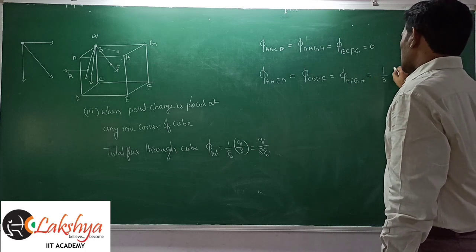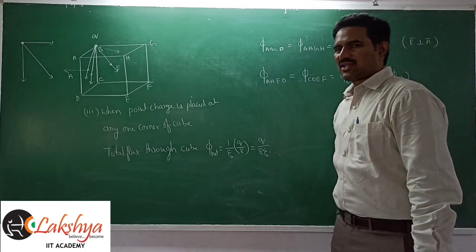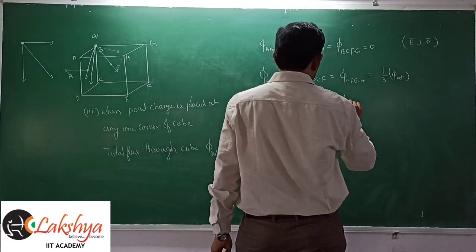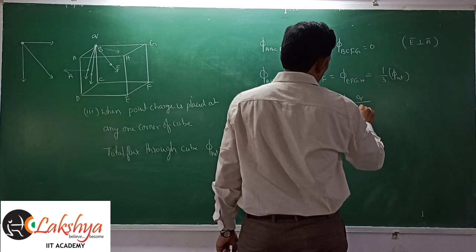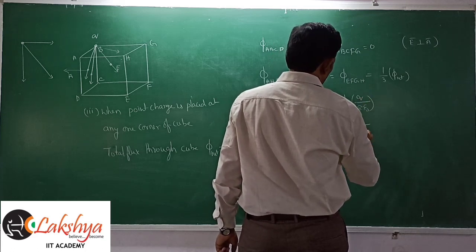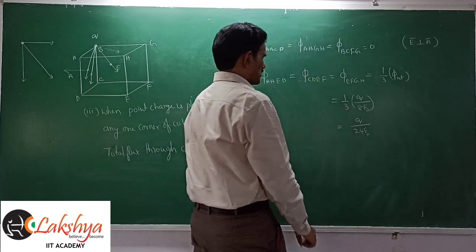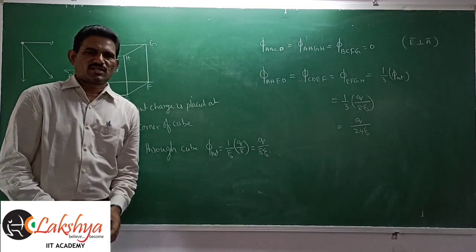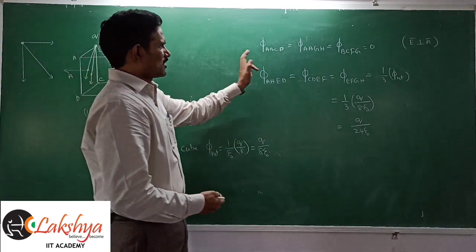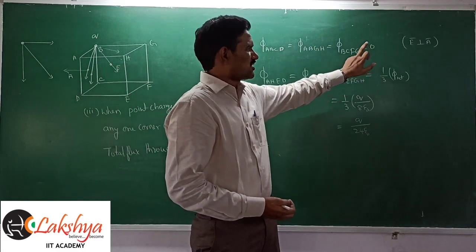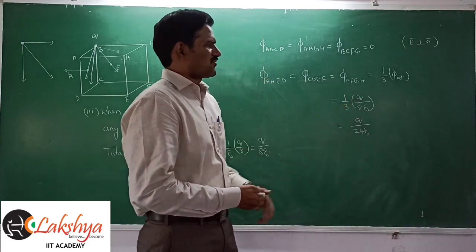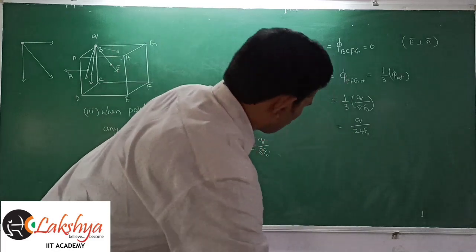Because whatever the total flux is, that flux will be shared between these faces. So we can write this as 1 by 3 into Q by 8 epsilon naught, which will give us Q by 24 epsilon naught. That will be the flux passing through all these three faces. Like that we need to calculate the flux passing through each face. So net flux is Q by 8 epsilon naught. Flux passing through those three faces will be 0, and the flux passing through the remaining three faces will be 1/3 of the net flux, so Q by 24 epsilon naught. That is the flux passing through different faces there.